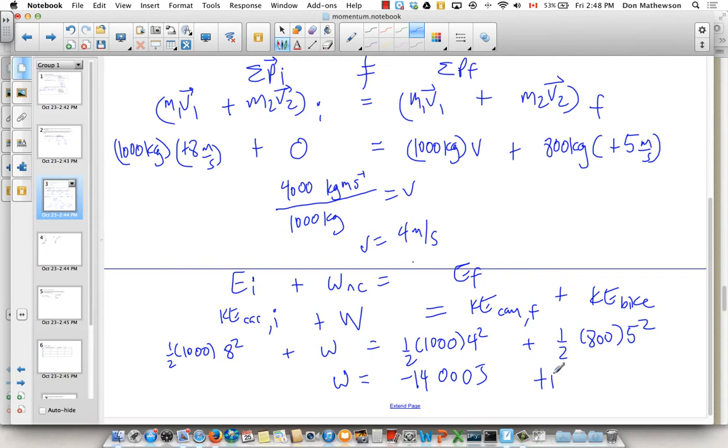is just going to be transformed into thermal energy mostly, because collisions generate significant amounts of thermal energy. And there's also sound, and there's also irreversible processes like bending fenders and things like that. All right, so that's typical analysis of a one-dimensional momentum problem.